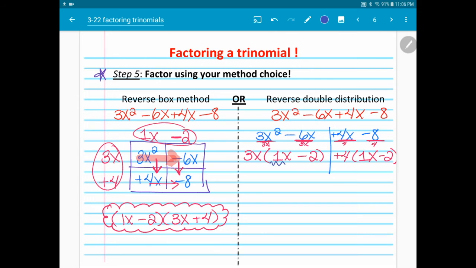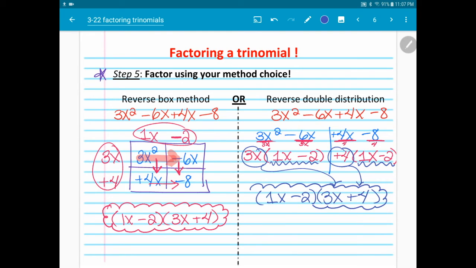And note that this parenthesis is the same as this. That's not a coincidence. That needs to happen. So when we write our two parentheses, 1x minus 2, this thing that's the same in both is going to be the first one, or the second. It doesn't matter the order. But your second one comes from these numbers, or your GCFs on the outside. So that's 3x plus 4. Okay, no matter which way you do it, you should get the same answer. So again, that's taking all the steps that we've done this week and putting it together for one problem.